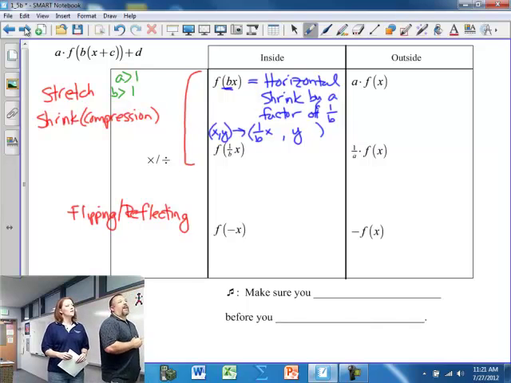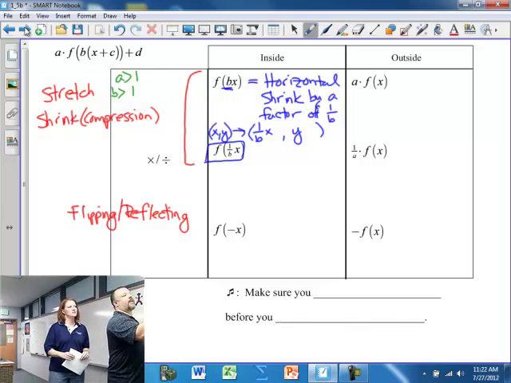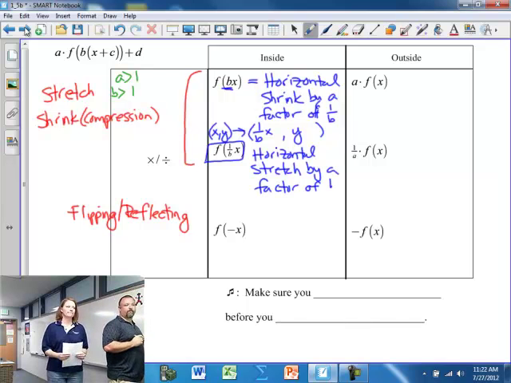Then the middle part of your chart here, you've got f of 1 over b times x. Again, it's a reciprocal that you see. So instead of getting smaller, it's really going to get bigger. It's a horizontal stretch. Inside is horizontal, and bigger is going to make it stretch by a factor of b. You can't just say stretch; you've got to say horizontal. We need to know how much it's stretching by.